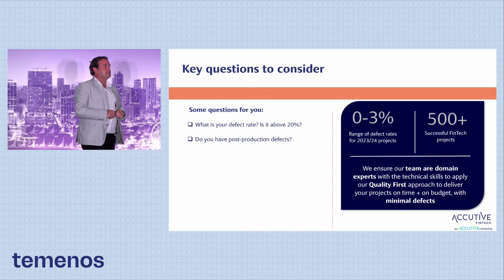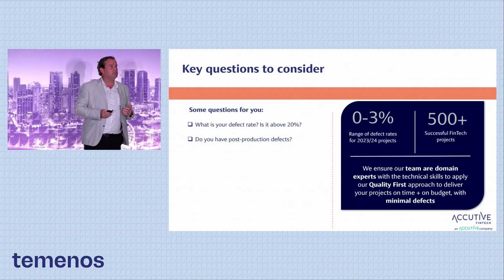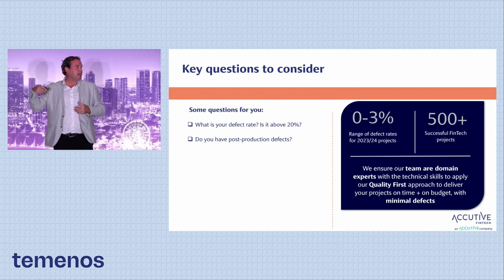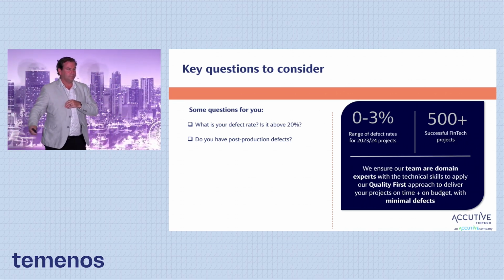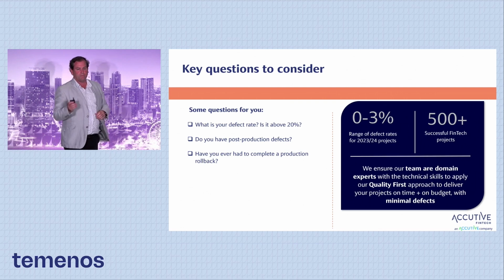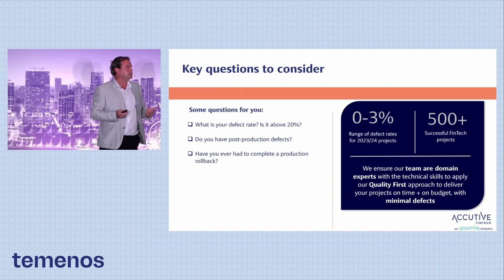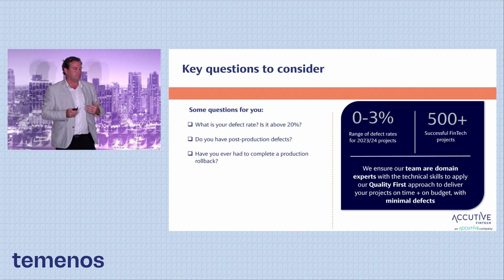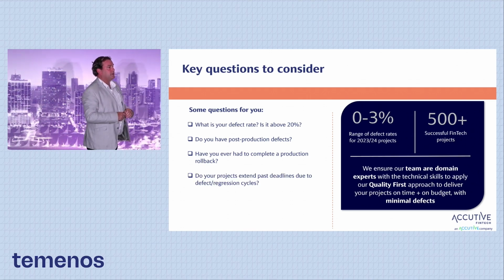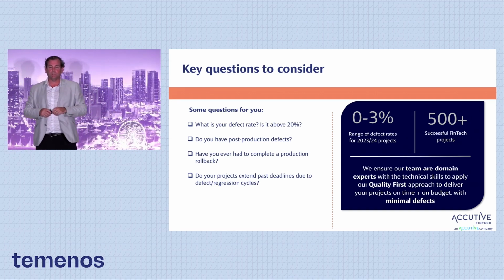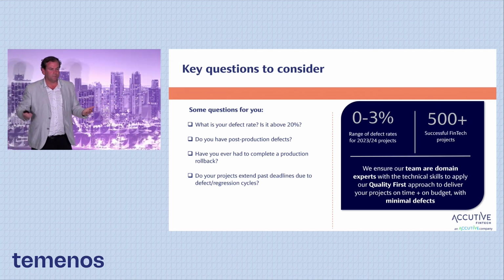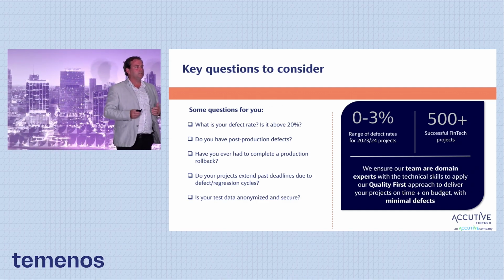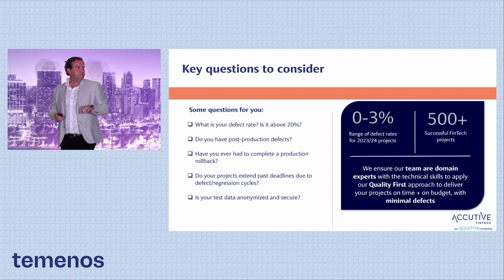Number two, do you have post-production defects? So when you're launching a product, are you accepting defects that you know about and going into production? Or even worse, are you discovering things after you've gone into production? Okay, yes or no on that one. Next one, have you ever had to complete a production rollback? Have you discovered a defect so bad, you're like, oh, we've got to roll this back? It's affecting our members. Do your projects extend past deadlines due to defects or regression cycles? Are you late on your projects, essentially? And the next one is, is your test data anonymized and secure? So in your lower environments, do you potentially have PII data in those environments?